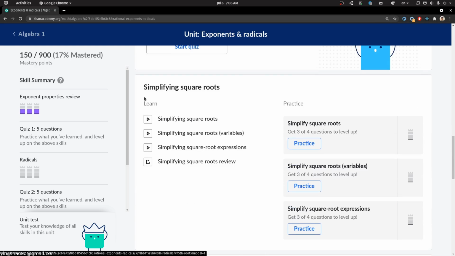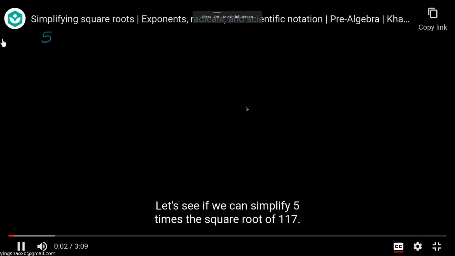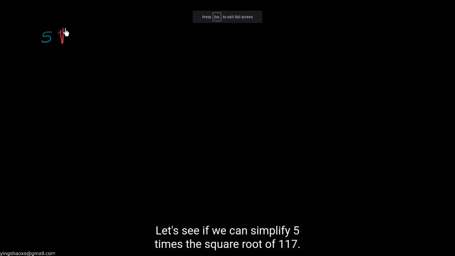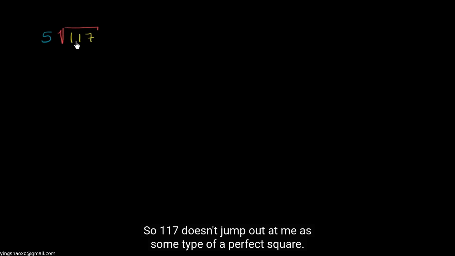Okay, let's go to the next topic, simplifying square roots. Let's see if we can simplify 5 times the square root of 117. 117 doesn't jump out at me as some type of perfect square. So let's take its prime factorization and see if any of those prime factors show up more than once.